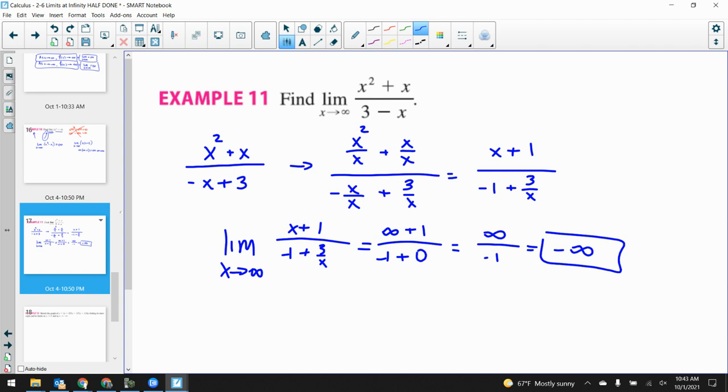Wait, where did the zero come from again? Yeah, plugging in infinity to this. Like 3 over a really big number is just going to keep getting smaller and smaller and smaller. Just like 1 over a really big number does the same thing. Okay.